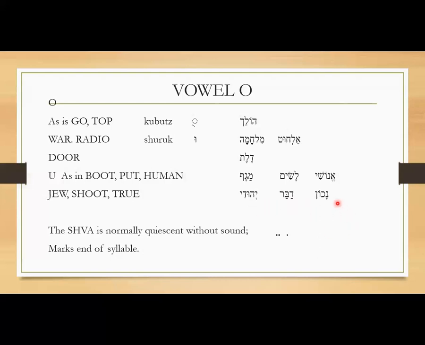True is nachon. And the schwa is normally quiescent without sound. It marks the end of a syllable. There, end of a syllable. Yehuda. We'll get into that a little bit more later. Okay?